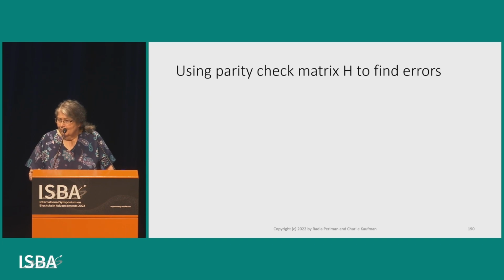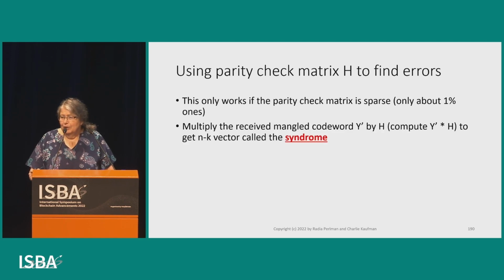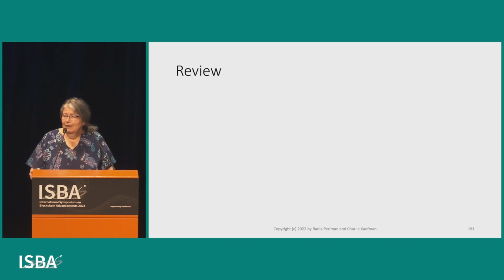Okay. So how do you use the parity check matrix to find errors? This will only work if the parity check matrix is sparse, meaning at most 1% of the entries are ones. So what you do is you multiply the mangled code word by H to get an n minus k bit vector known as the syndrome. And if there were no errors, the syndrome would be 0.